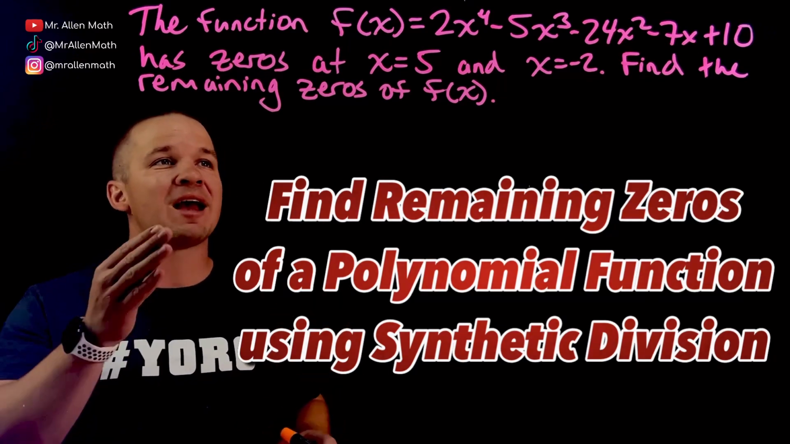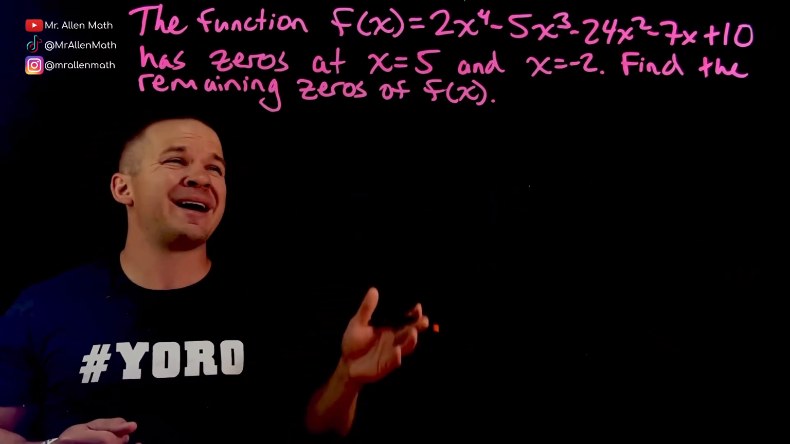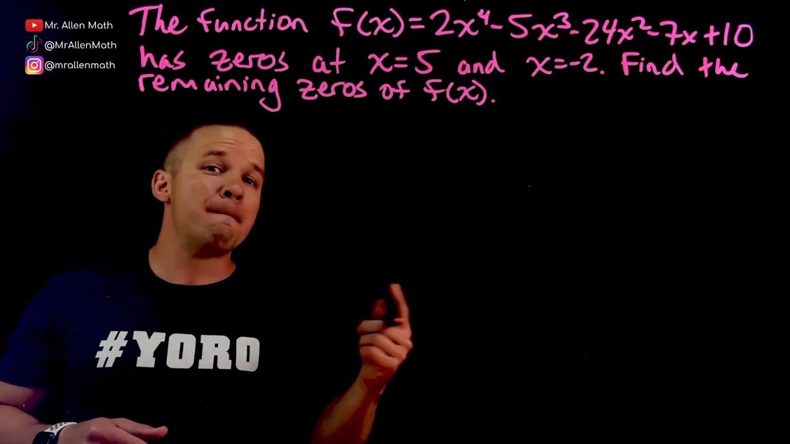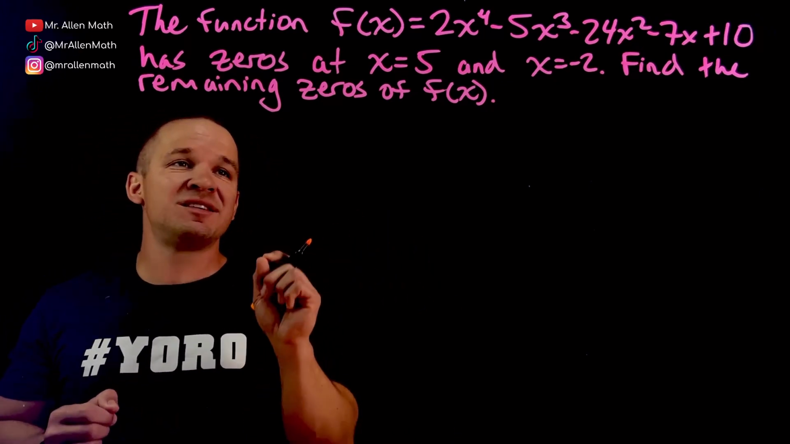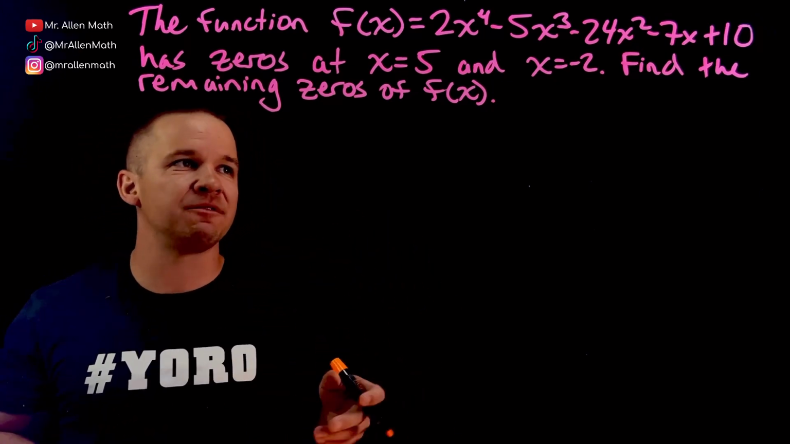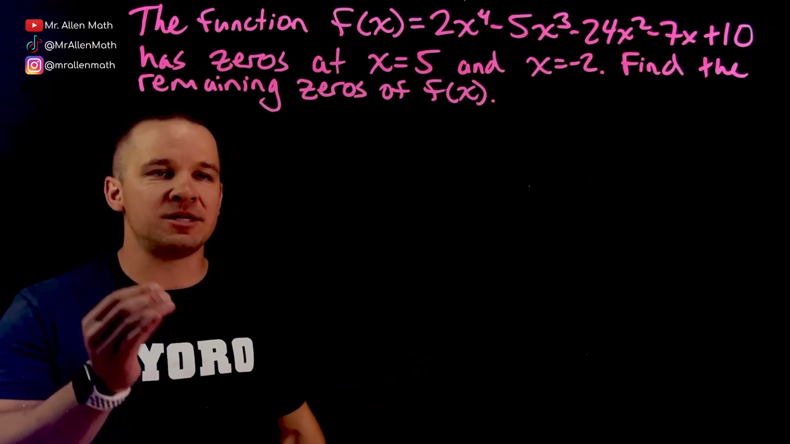We have the function f of x equals 2x to the fourth minus 5x cubed minus 24x squared minus 7x plus 10 has zeros at x equals 5 and x equals negative 2. We want to find the remaining zeros of f of x.